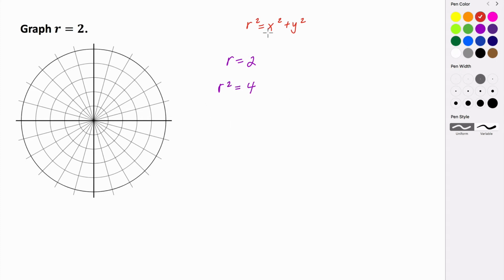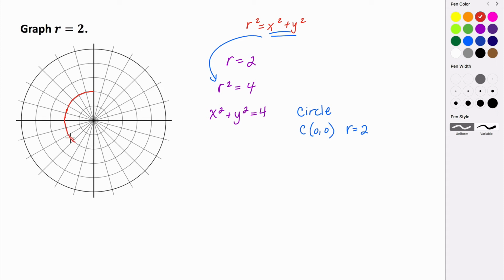And now we can use this here and substitute it in for r squared to convert into rectangular form. So we end up with x squared plus y squared equals 4. If you recall, this equation is just the equation of a circle. So this is a circle, and it has a center at the origin, and it has a radius of the square root of 4, which is just 2. So this graph, r equals 2, is just a circle centered at the origin or at the pole and has a radius of 2. So it's going to be just this circle here.